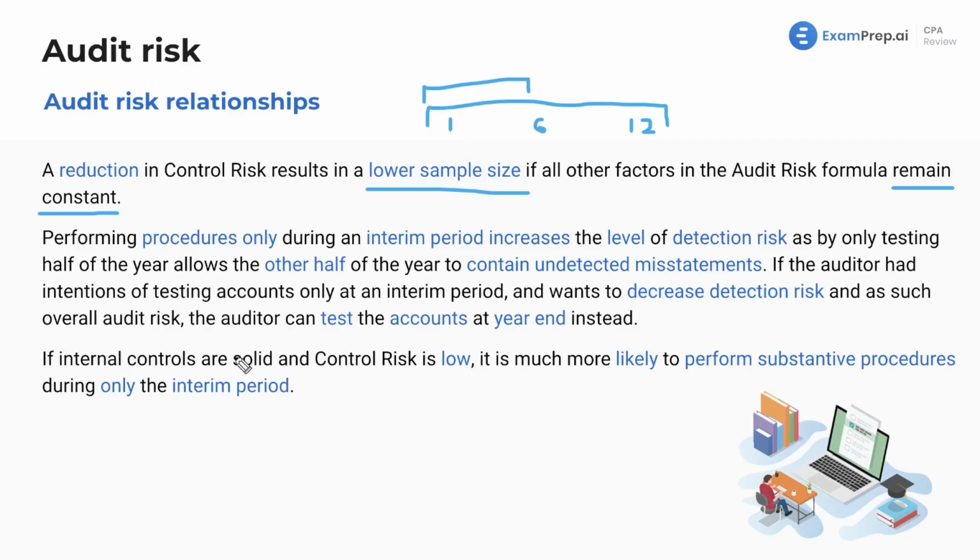Lastly, if internal controls are solid and control risk is low, it's much more likely to perform substantive procedures during only the interim period. If they've just got stellar internal controls and you can really rely upon it, just a few months and then you're good. Now, that's in theory. In practice, oh boy, is it just a wide array of different methods and different treatments.